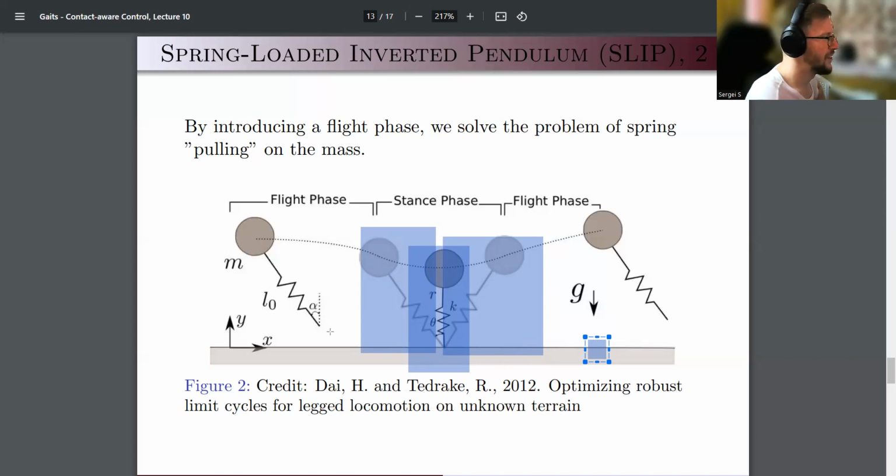Why flight phase? Well, you can think about it this way. As soon as the spring reaches its zero extension position, after that, it doesn't start pulling on us. When the body is ready to take off, the spring no longer tries to keep it. It just allows it to go off. It just allows you to leave the ground.